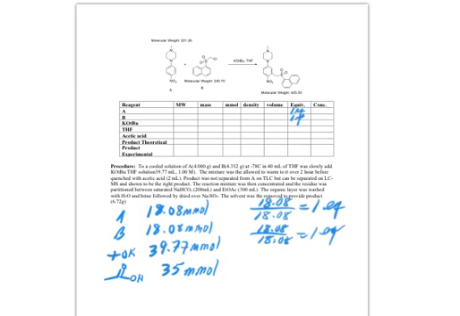For the T-butoxide, I'll take my 39.77 divided by the 18.08, and that is going to give me 2.2 equivalents. And I'll put that up there for the T-butoxide, 2.2.